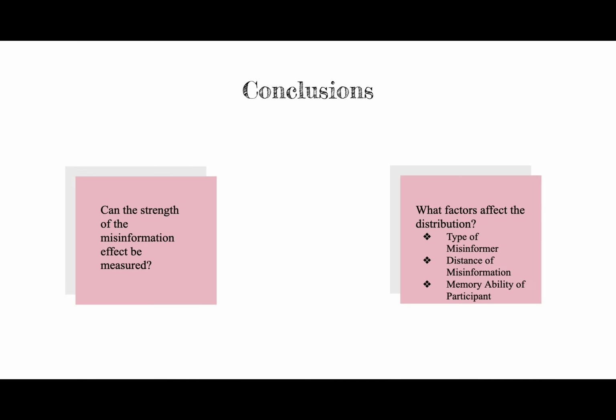So, our conclusions. By using a simplistic design, we were able to measure and compare the strength of the misinformation effect. In our study, except for the distribution of the 4 block, which was bimodal, and the 1 block, where it was equally weighted, the paradigm followed the distribution where the event was weighted more than the misinformation. We found no significance with the type of misinformer, but we were able to find significant differences with the distances of the misinformation and the two groups of the person's memory ability.